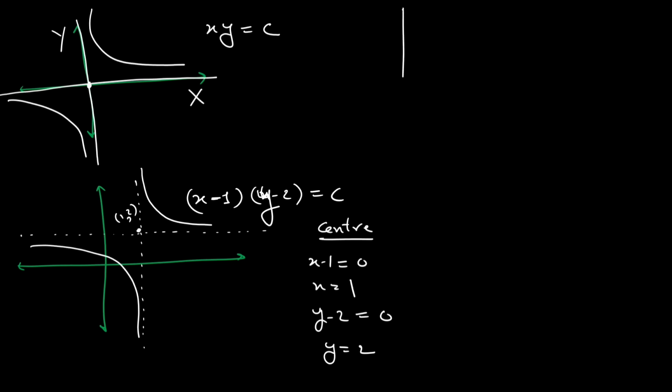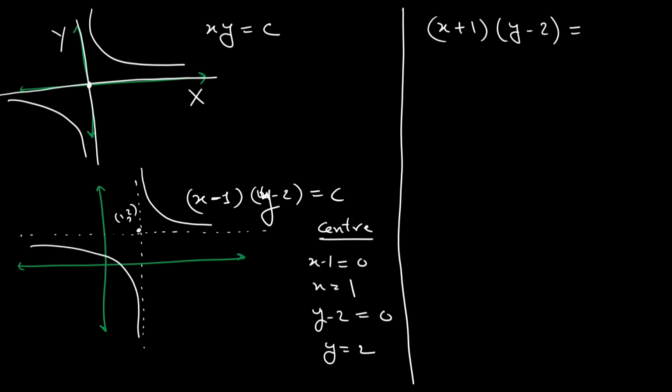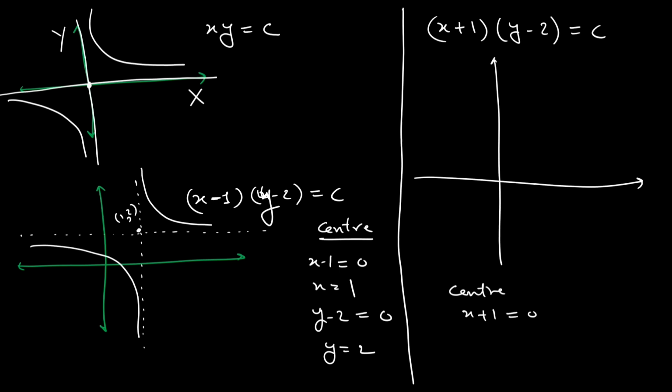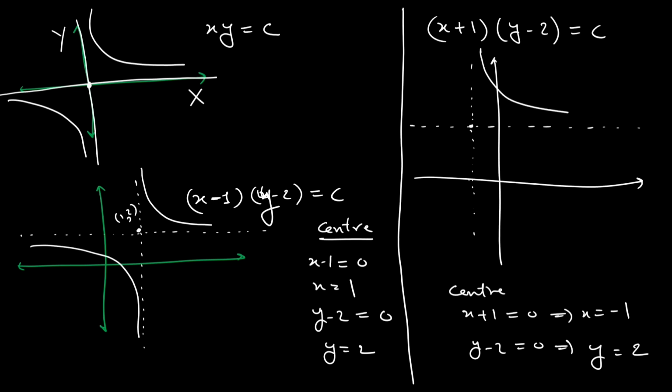Let us see one more graph of (x plus 1) and (y minus 2) equals to constant. So in this graph the center will be shifted. Where will the center be? Let's find the center first. So x plus 1 equals to 0 means x equals to minus 1, and y minus 2 equals to 0 means y equals to 2. So minus 1 comma 2 means somewhere here is the center. This is the vertical asymptote, this is the horizontal asymptote, and the graph is something like this.